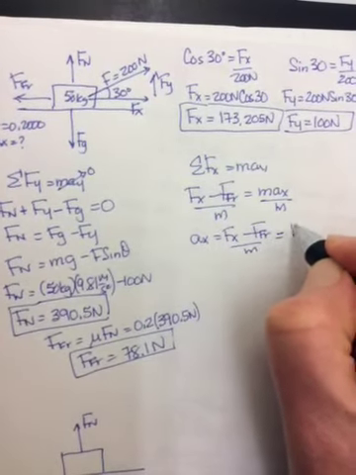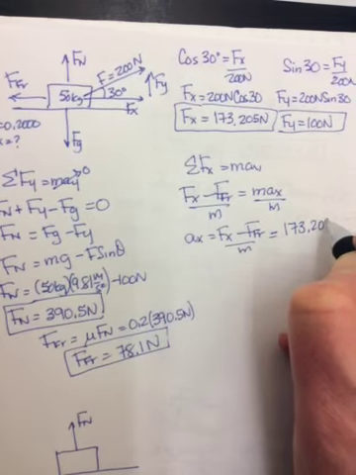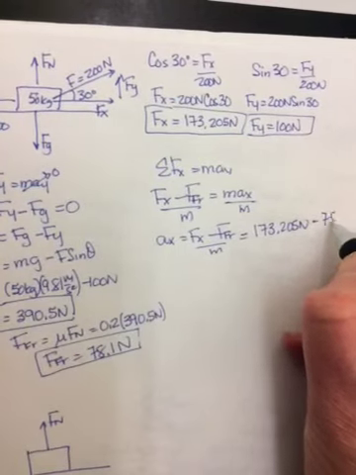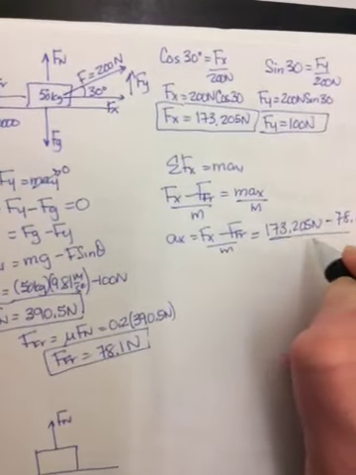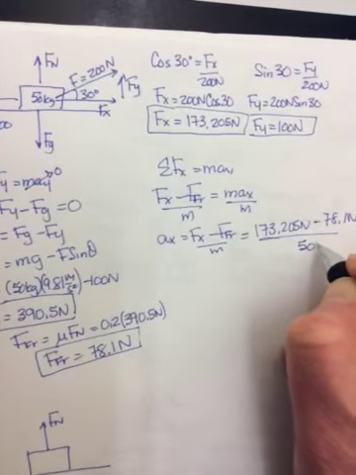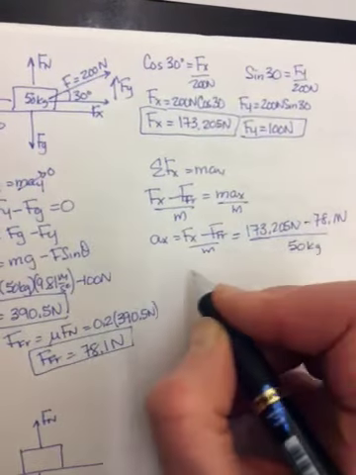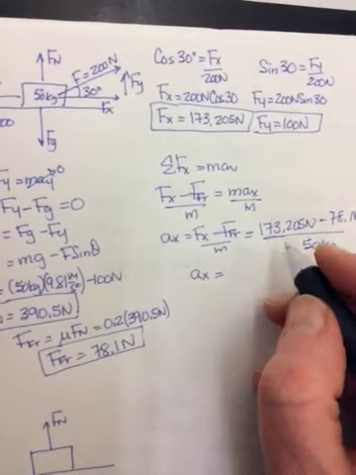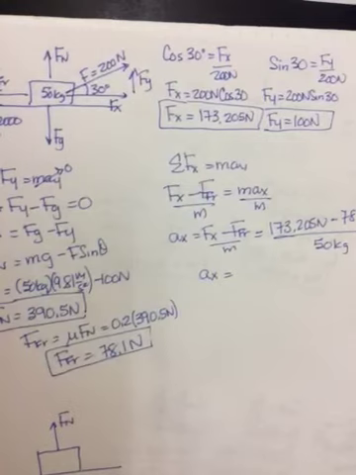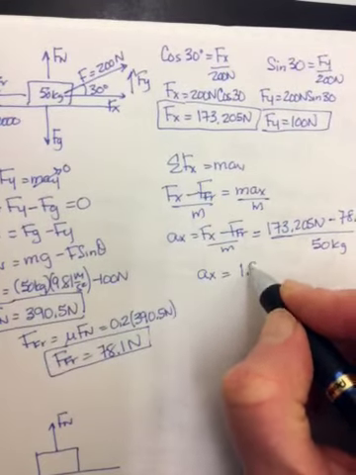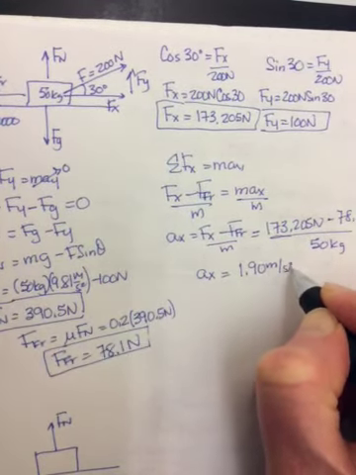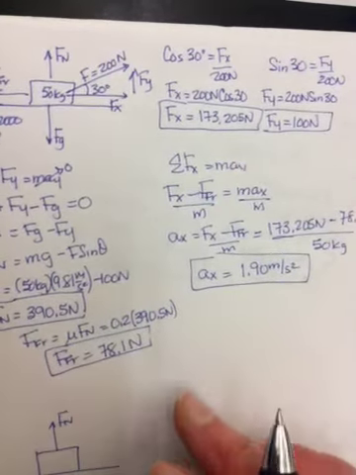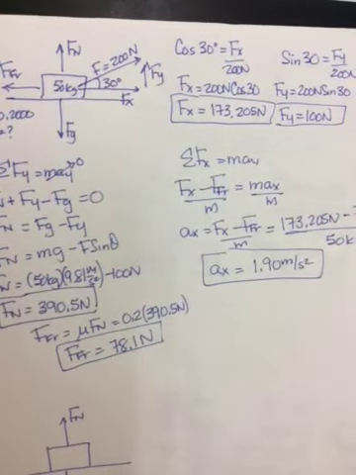Fx we found earlier, 173.205 newtons. Friction we found just a couple minutes ago, 78.1 newtons. And that gets divided by 50 kilograms. So this is going to be like 95.1 divided by 50. So 1.9, can I trust that? 1.90 meters per second squared, assuming I can trust the number on the sheet. Okay, so that is number 12.